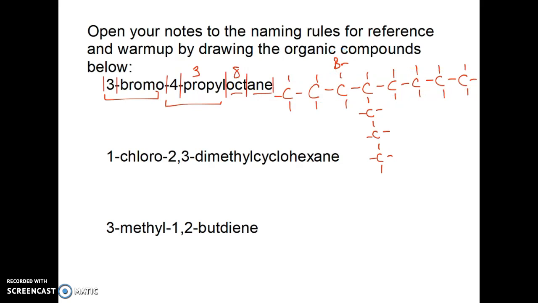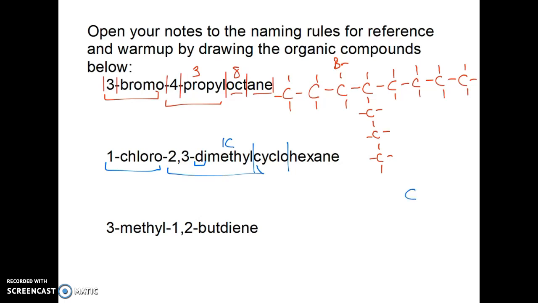Next one. Again, feel free to pause if you need a little bit of time. We've got hexane, cyclo, that means this thing's going to be in a ring. Dimethyl. Now this is an important one. A methyl group is 1 carbon. Di means that there are 2 1-carbon groups. They're separate. They're not together. That would be an ethyl group. And there's a chloro on carbon number 1.